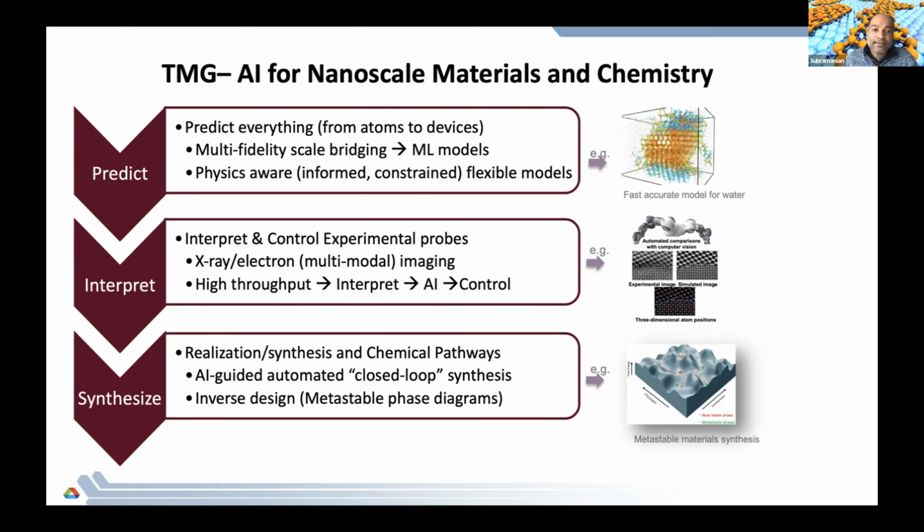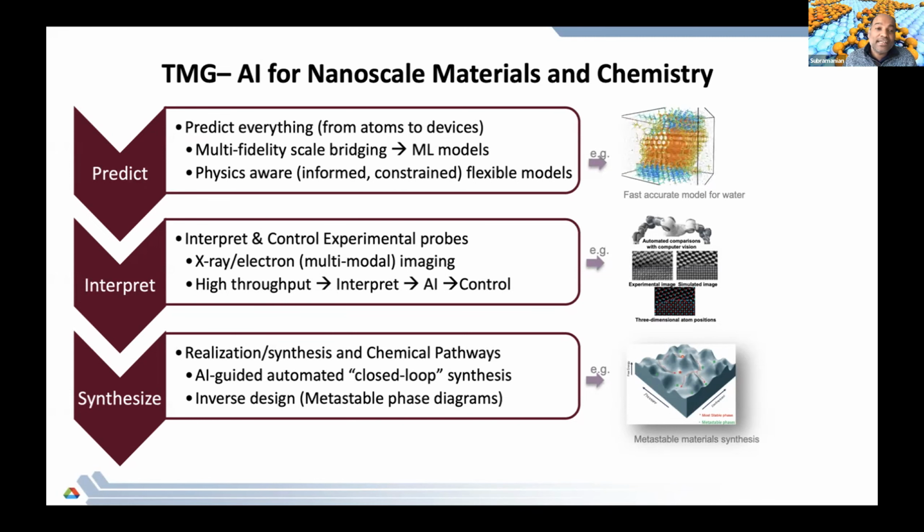The next big area that we actually focus on is interpretation, and you will hear more about that in the afternoon. So the idea here is to overcome the spatio-temporal resolution limits of various experimental probes, whether it is X-ray imaging or electron microscopy and so on, or spectroscopy. And the idea here is to, of course, do high-throughput calculations that, combined with AI/ML, allow for better interpretation and control of these spatio-temporal probes.